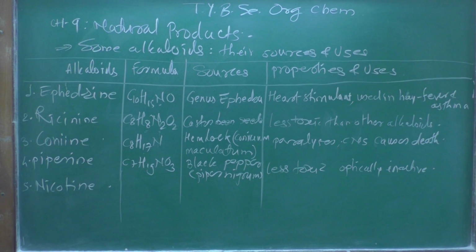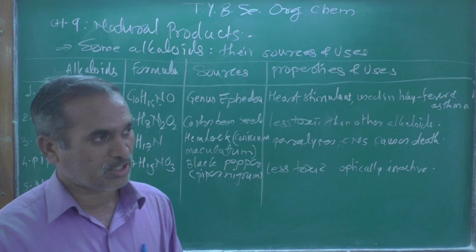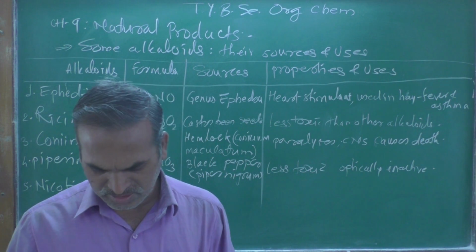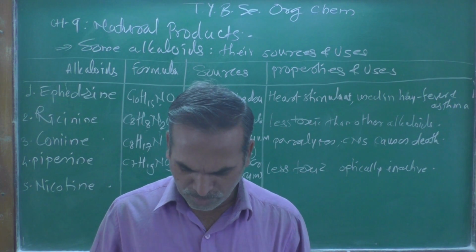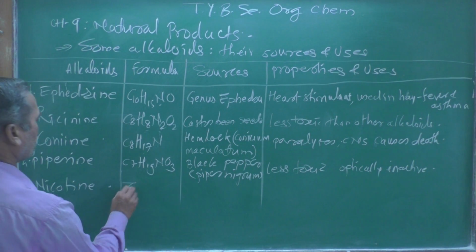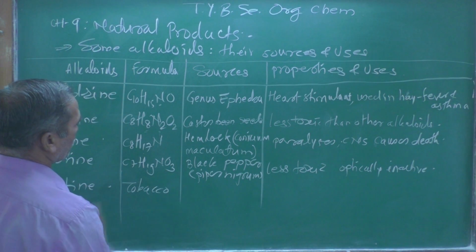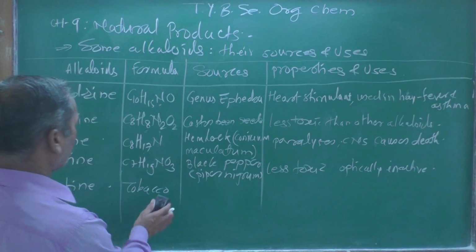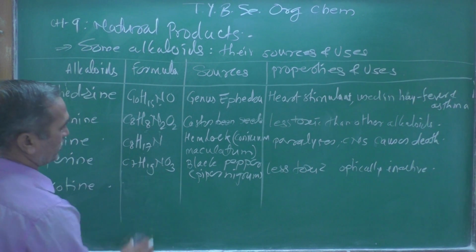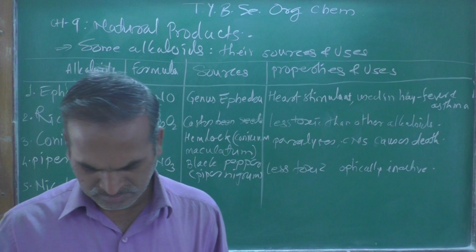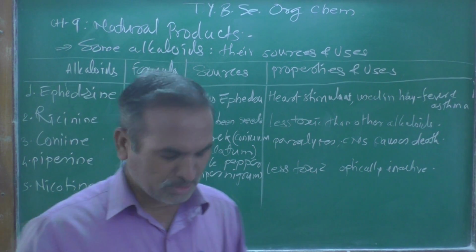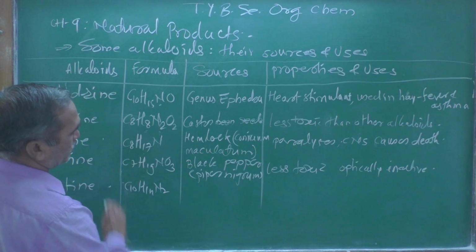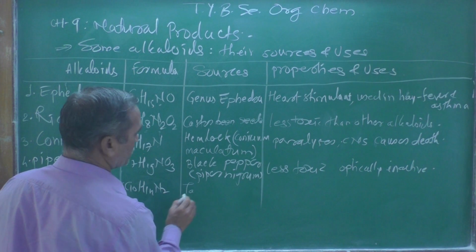And you might have heard this word nicotine, which is present in tobacco. Tobacco is the source. Here the molecular formula of that nicotine will be C10H14N2. C10H14 and N2. It is obtained from tobacco.